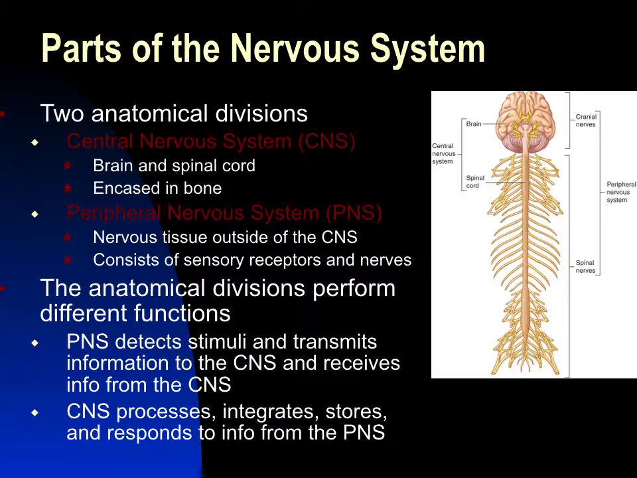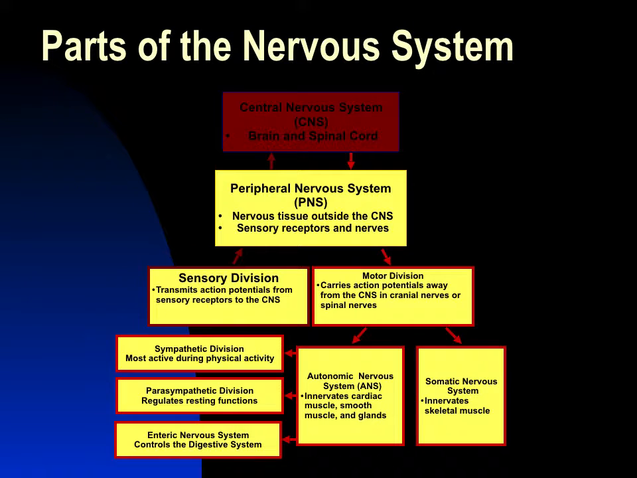The central nervous system is responsible for much more integration and storage of information, and it responds to and gets info from the peripheral nervous system. And the peripheral nervous system mostly is going to detect stimuli, send sensory information to the CNS, and receive motor info from the CNS. So we can look at this in a concept map kind of way. So there's a concept map picture. Central nervous system, brain and spinal cord, is sending and receiving stuff from the peripheral nervous system.